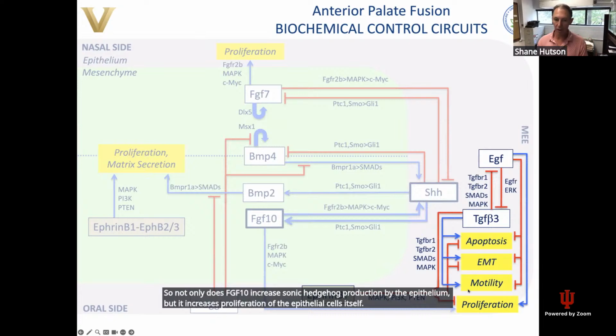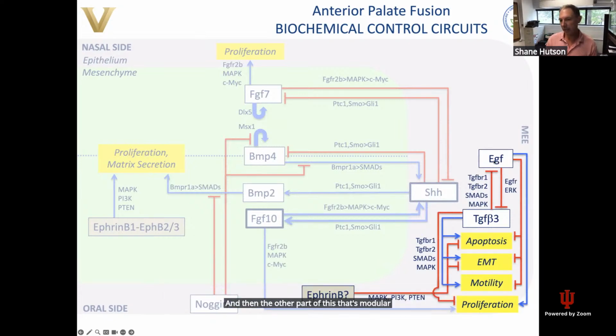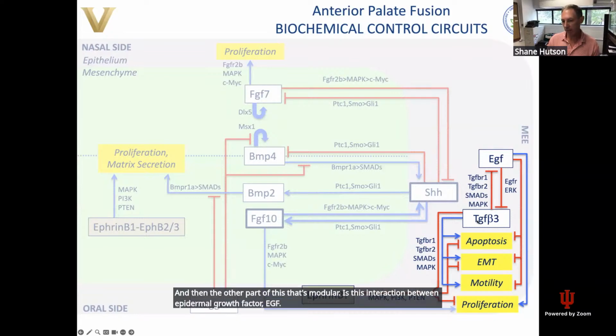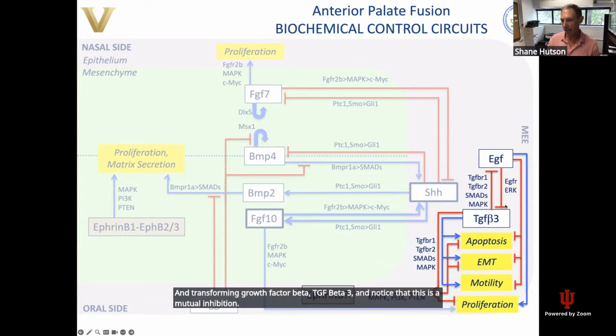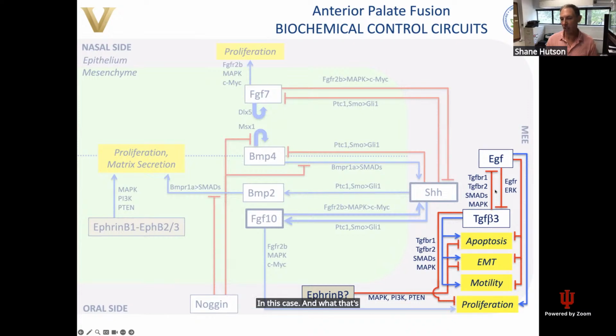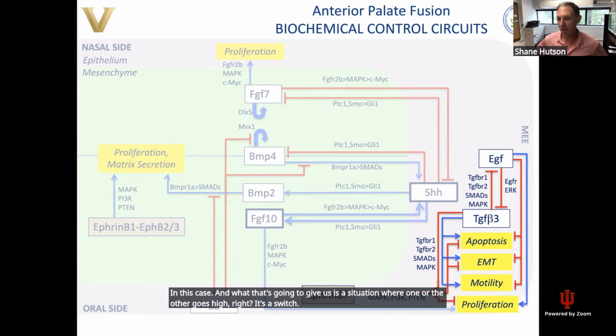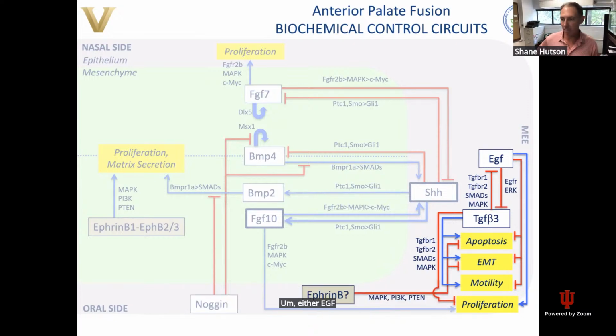And then the other part of this, it's modular, is this interaction between epidermal growth factor, EGF, and transforming growth factor beta, TGF beta 3. And notice that this is a mutual inhibition in this case. And what that's going to give us is a situation where one or the other goes high. It's a switch. Either EGF goes high and drives TGF beta low, or vice versa. And then those differentially control apoptosis, EMT, motility, and proliferation.